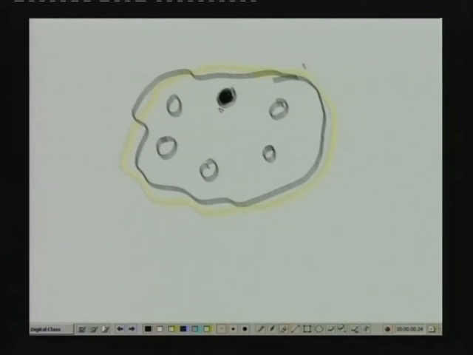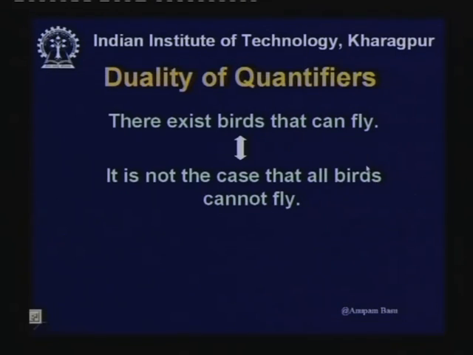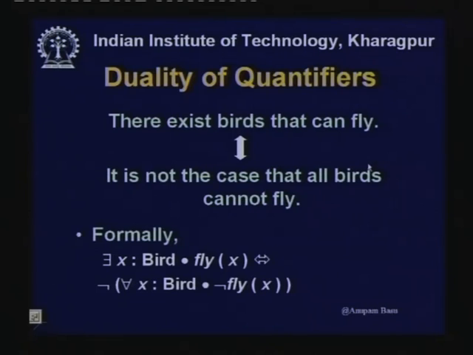So, there exists an x that can fly. Okay. So, there exist birds that can fly, one is sufficient. That means, it is not the case that all birds cannot fly. Now, how do we express that? Formally, there exists a bird which can fly. If I can prove that, then I can certainly prove that for all x, birds cannot fly is not true.